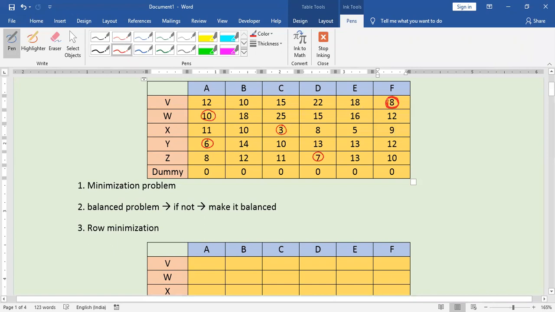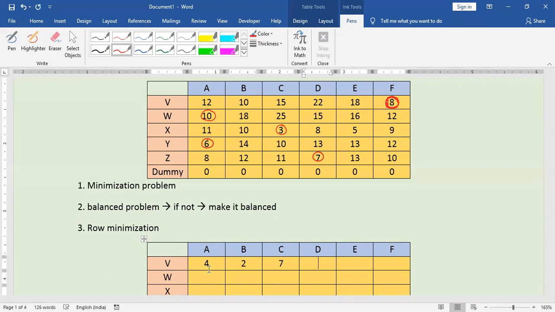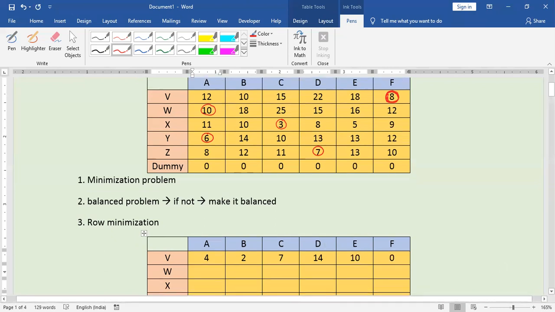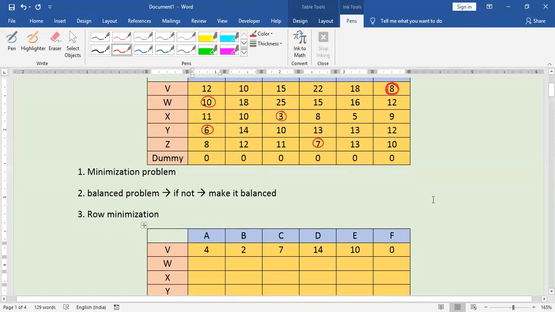Now you just look here. So what we will do, 12 minus 8. 12 minus 8 is 4. Then 10 minus 8 is 2. 15 minus 8 is 7. 22 minus 8 is 14. 18 minus 8 is 10. And 8 minus 8 is 0. Now, in the second row, the minimum value is 10. So 10 minus 10 is 0. 18 minus 10 is 8. 15, 5, 6, 2. Right. In the third row, the minimum value is 3. So 11 minus 3 is 8.